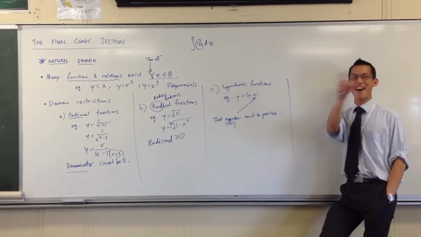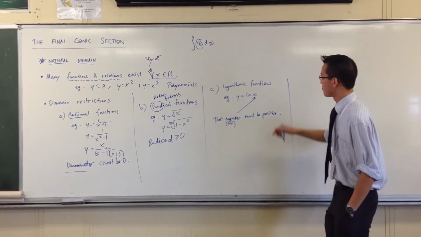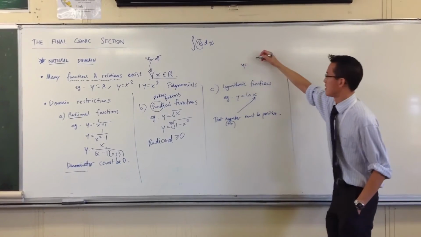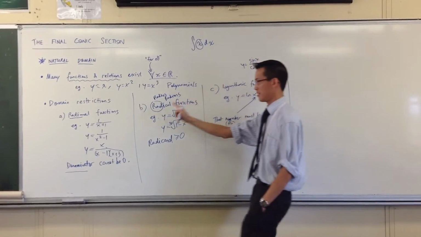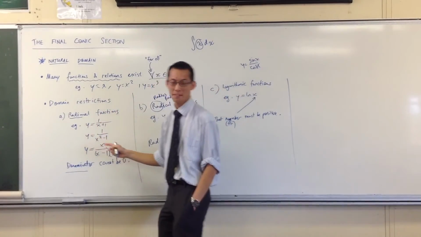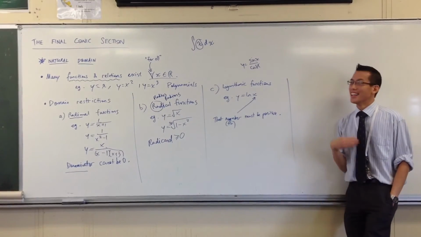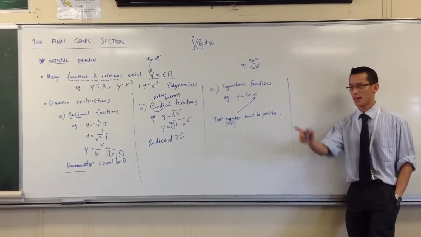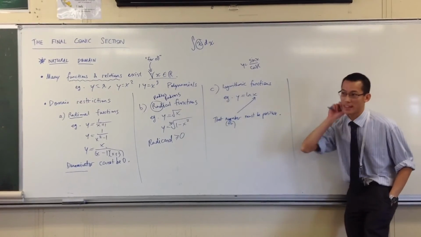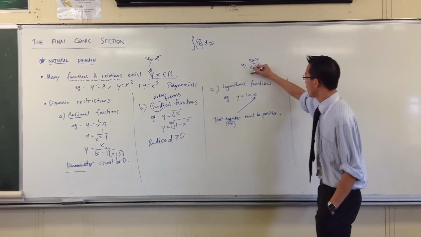No, tan is actually an identity, isn't it? It's sine over cos. It's rational. Okay. Nice try. Let's try again. Give me another one. Yep. Say it again. Inverse trig.